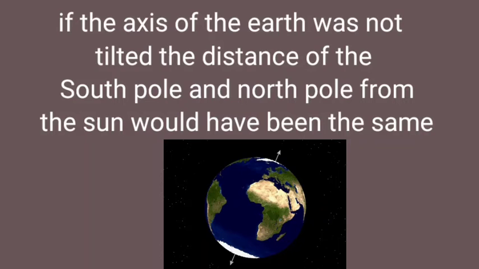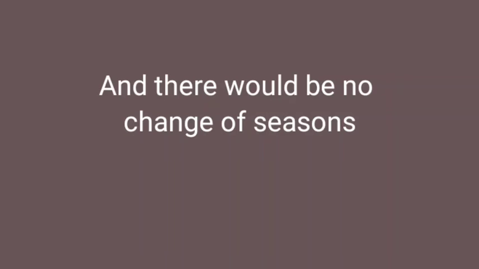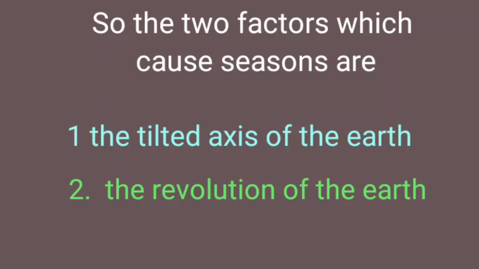If the axis of the earth was not tilted, the distance of the South Pole and the North Pole from the sun would have been the same, and there would be no change of seasons. So, the two factors which cause seasons are: first, the tilted axis of the earth, and second, the revolution of the earth.